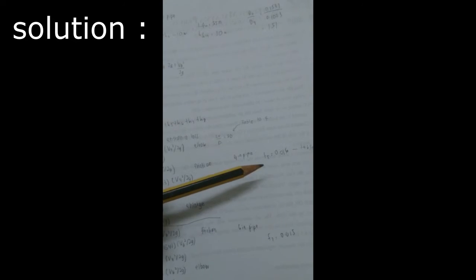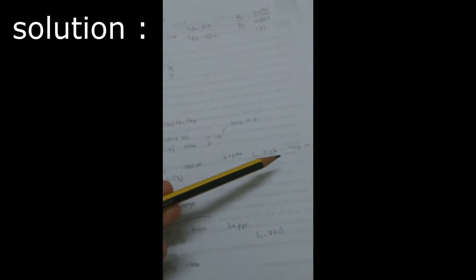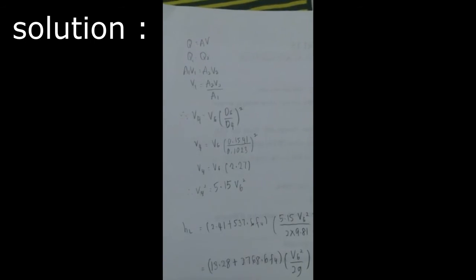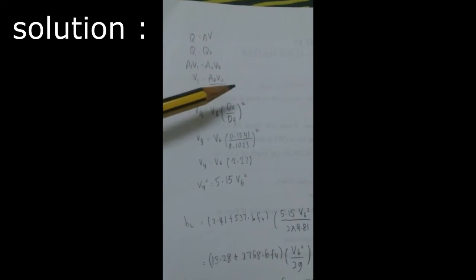The roughness we can get from table 8.2 and the HL is given as 10 meters. With the equation provided, we rearrange the equation to be like this and this. For the 4-inch pipe, the friction factor is 0.016, which can be obtained from table 10.5. The equation for HL is like this, including f4 and f6, V4 and V6. We use the continuity equation, which is A1V1 equals A2V2, and simplify to get the equation to be like this.